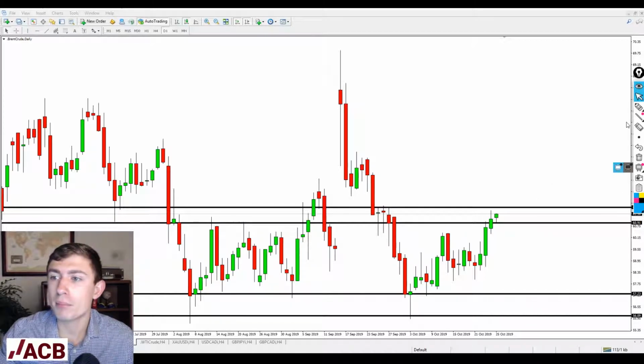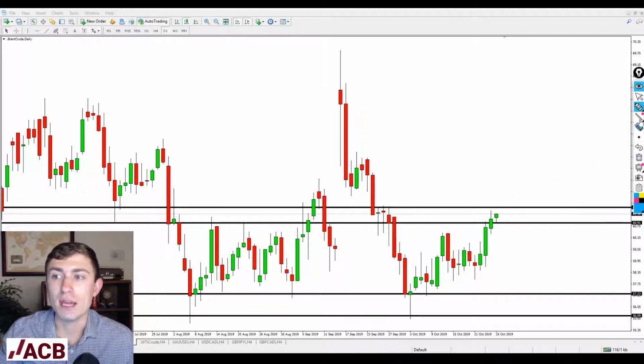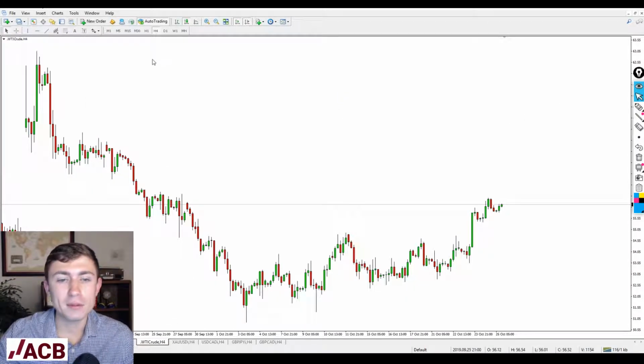If we do see a breakout on this, if we see a break further, what this could be telling us is that oil here has decided to make a bullish run, and that something like a retest could give you a really good entry to ride that momentum to the upside. Just an idea there. Let's go ahead and move on to WTI crude, probably looking pretty similar.